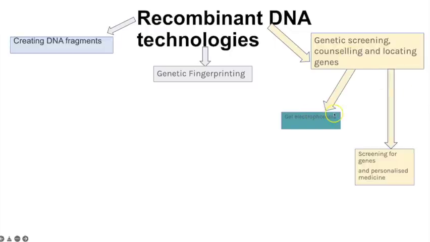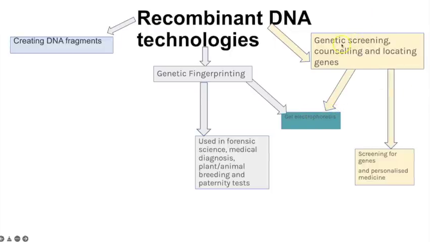So gel electrophoresis is actually used in genetic screening, but also genetic fingerprinting. Genetic screening, you're screening for genes and personalised medicines. Genetic fingerprinting is used in forensic science, medical diagnosis, plant and animal breeding, and paternity tests. But what we're going to be focusing on first is this left-hand side.